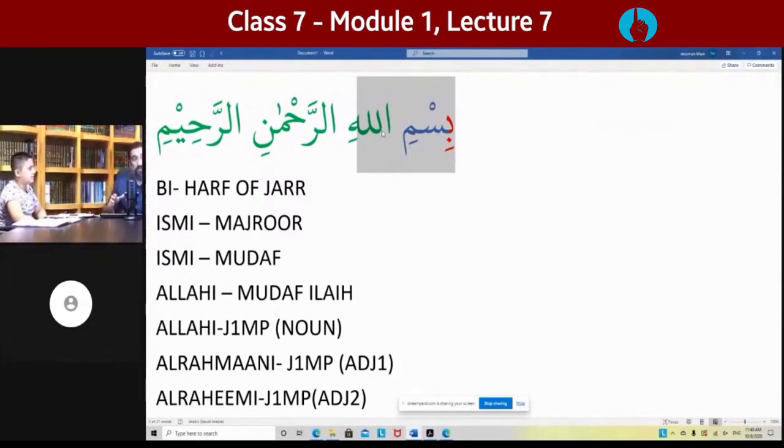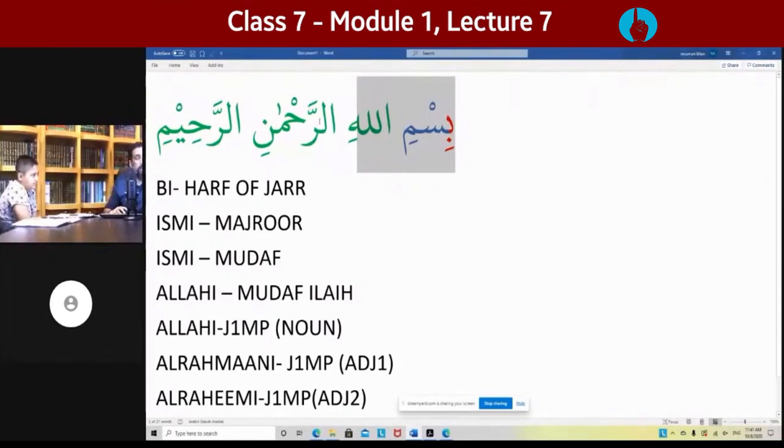Now, some of you might have a question: where did the word the come from? Just know one thing for now. The word the will normally be used in English for a mudaf. That's normal in English, even though you don't see al here in Arabic. So when we translate it, it's going to be in the name of Allah.